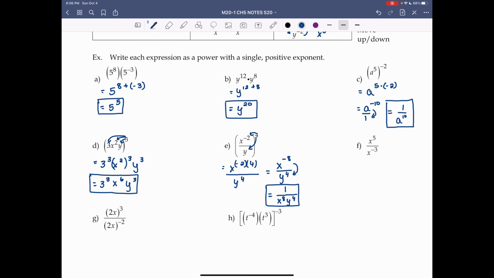x to the power of 5 over x to the power of negative 3. This is the division law, so I want to subtract. It becomes x to the power of 5 minus negative 3, which equals x to the power of 5 plus 3, which equals x to the power of 8.